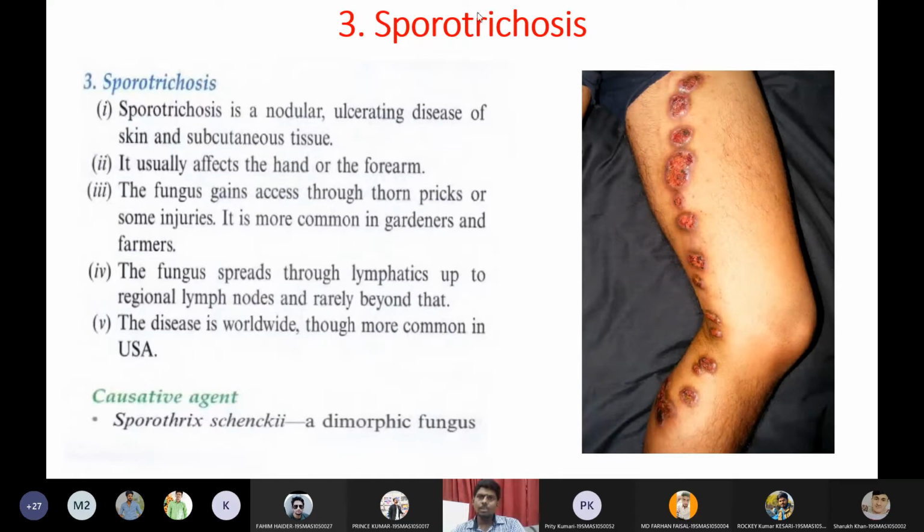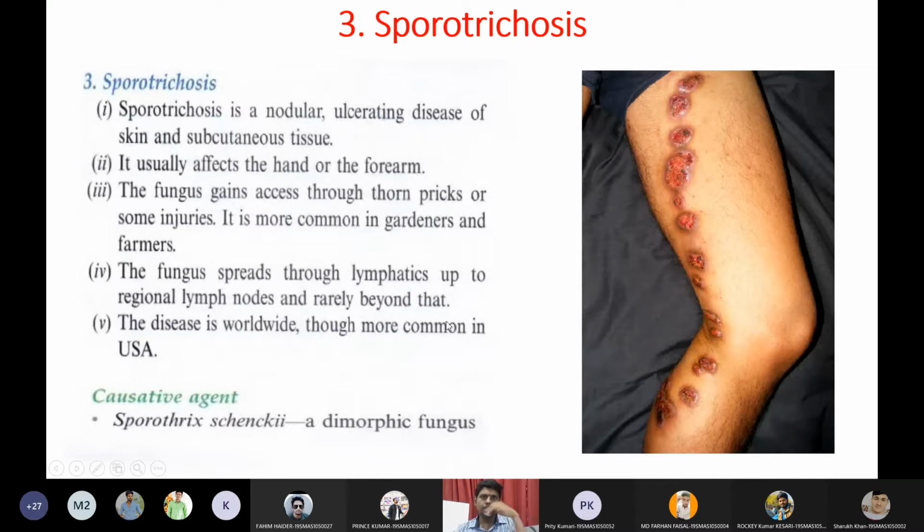That is why you will see this characteristic band, a line of sporulated nodules on the surface of skin. What is this line? This is actually our lymphatic vessel. This fungus is spreading through the lymphatic vessel, so this fungus will spread through the lymphatic vessels of the body.